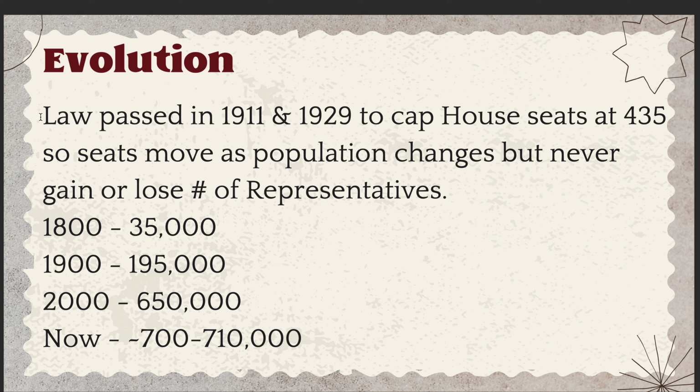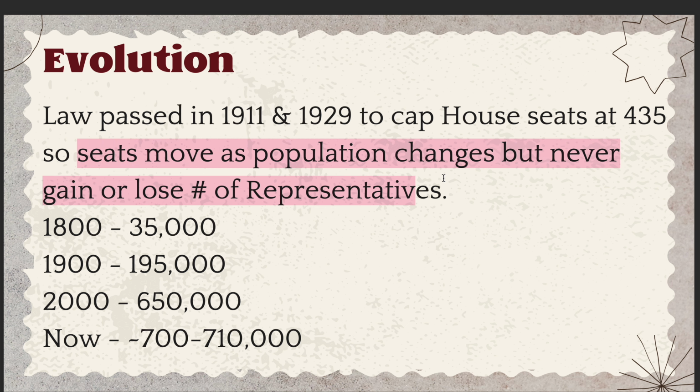We have had multiple laws passed that capped the number of House seats. Right now we're at 435. So we have 535 total representatives. We have 100 senators, and we have 435 House representatives. This does not change because we had a law passed in 1929 that capped it, which means it can't change. So, seats are moving, but they're not gaining or changing.